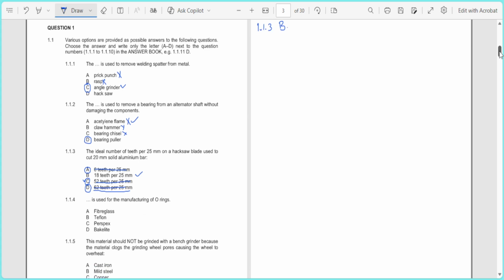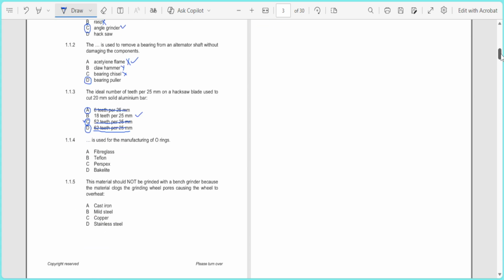1.1.4 is used for manufacturing of O-rings. What is the correct answer here? Another obvious one. It should be B, Teflon. It is used for manufacturing O-rings. Fiberglass is too rigid and lacks the flexibility needed for sealing.